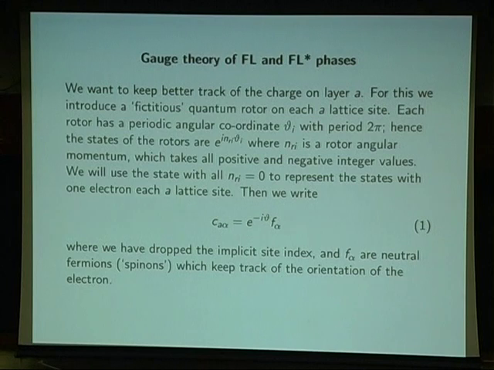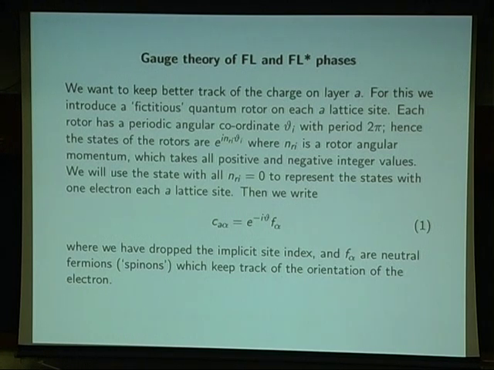All right, so as I've emphasized, the interactions are strong only on the lower layer. And so I want to keep better track of the charge on the lower layer. I'm going to do it by the so-called rotor method here. So I introduce on each site a fictitious rotor, which is just some angular variable that runs on a circle. So you know how to quantize the particle moving in a circle. The states are e^(i n theta), n is an integer, and have energy n squared. So the lowest energy state is when all the n's are zero.